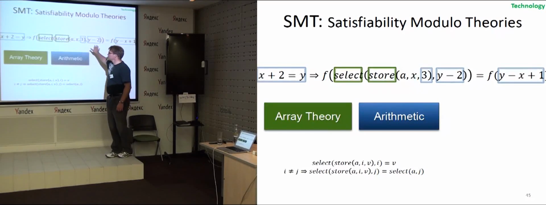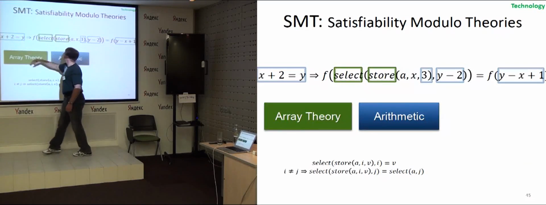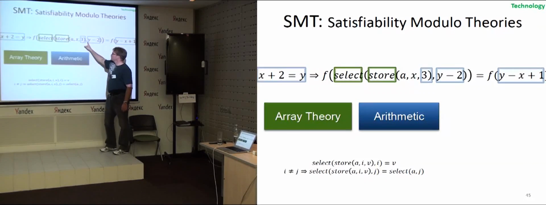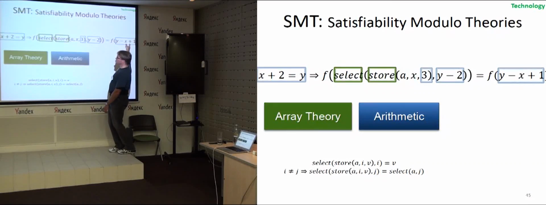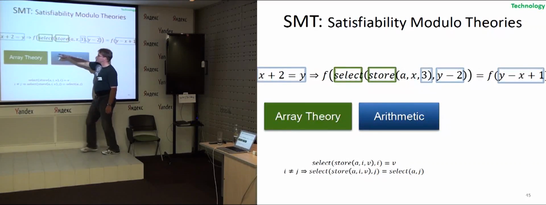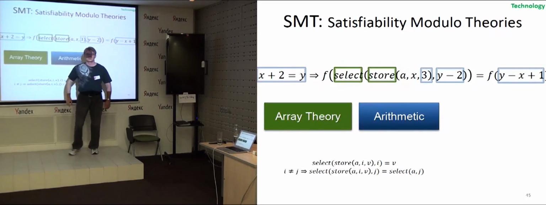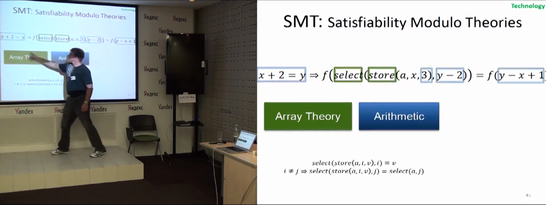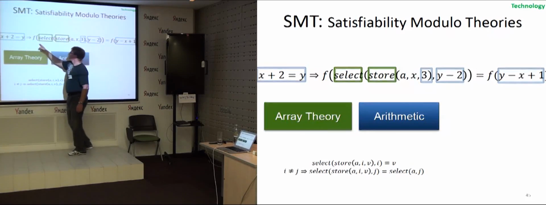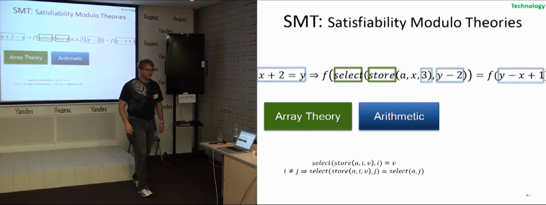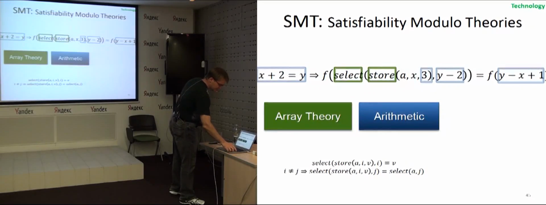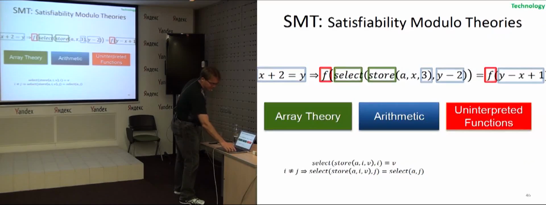Now this formula is true because y minus 2 is going to be equal to x. So we're going to select x here, and we'll get back 3. And now f of 3 is equal to f of y minus x plus 1, but y minus x plus 1 is 3 because of this assumption. Right? So if you take y minus x, you get 2, and if you add 1, then 2 plus 1 is 3. So f of 3 equals f of 3. So an SMT solver can be used to solve for this. And it doesn't matter what interpretation f has.